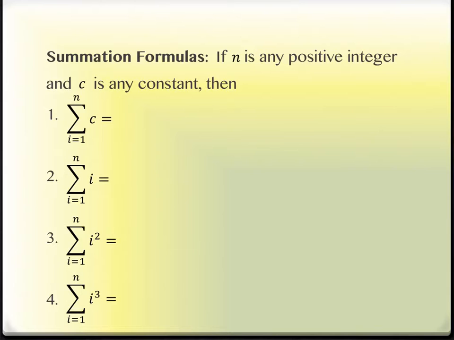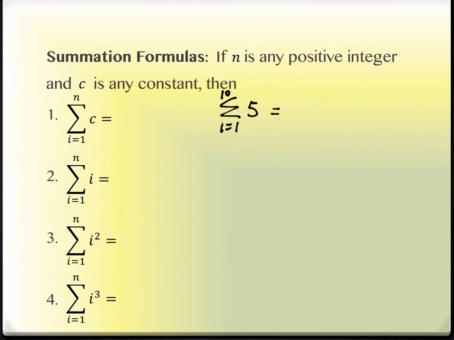The first one is a constant. So if n is a positive integer and you're doing a constant, let's just say that this had said 5, right? So if this said the summation from i equals 1 to, we'll do 10 of 5, well, there's no i to put the numbers into, right? So they're all just going to be 5. A whole bunch of 5s.